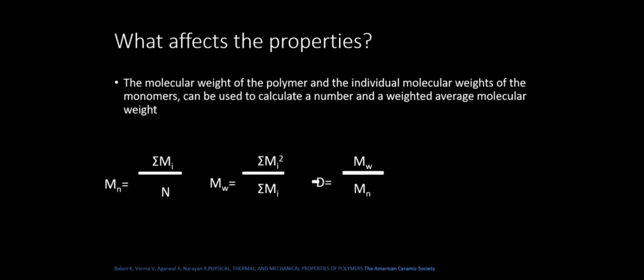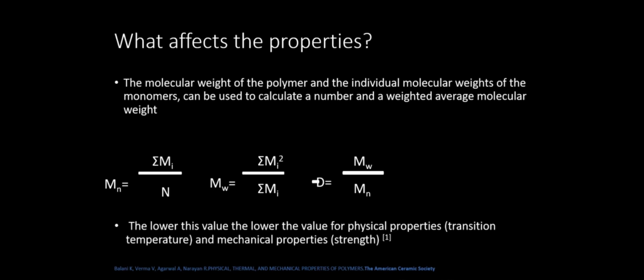Two populations with the same Mn may have a very different Mw, which would change the properties. Dispersity is the weighted average molecular weight divided by the number average molecular weight. The closer the dispersity is to 1, the greater the proportion of polymer chains with the same length. The lower this value, the lower the value of the physical and mechanical properties.